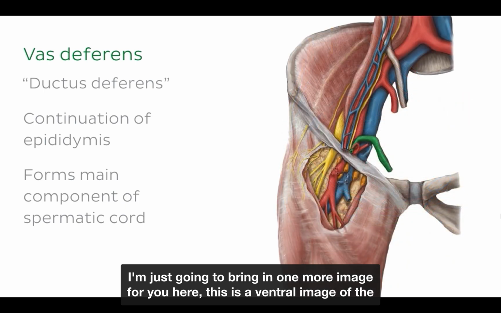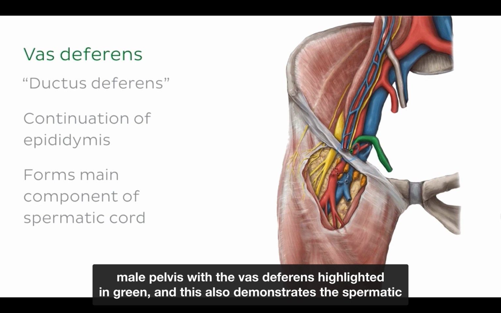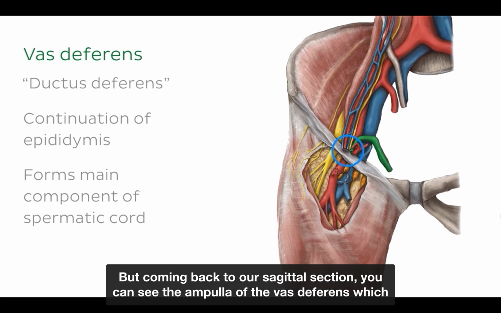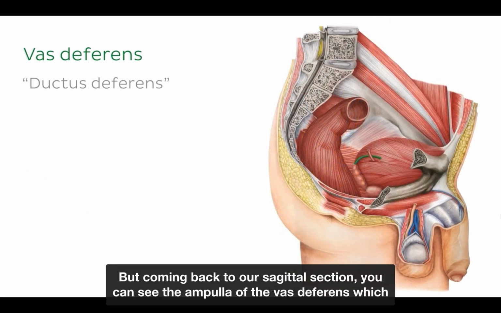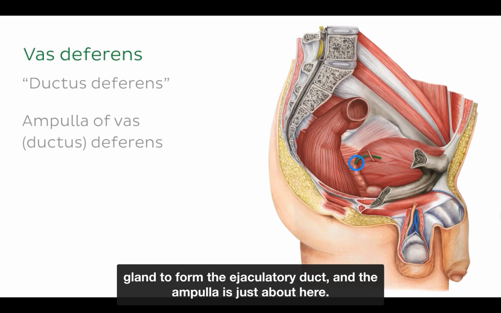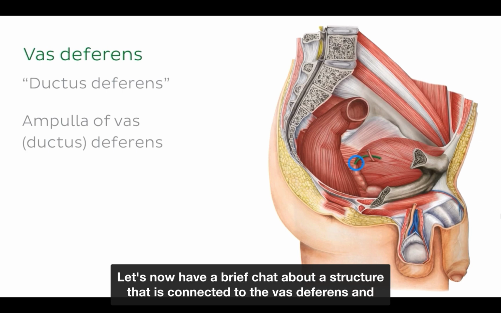I'm just going to bring in one more image for you here. This is a ventral image of the male pelvis with the vas deferens highlighted in green. And this also demonstrates the spermatic cord passing through the inguinal ring. But coming back to our sagittal section, you can see the ampulla of the vas deferens, which is an enlargement in its terminal end, just before it joins with the duct of the seminal gland to form the ejaculatory duct. And the ampulla is just about here.